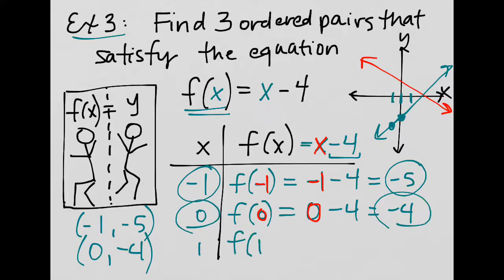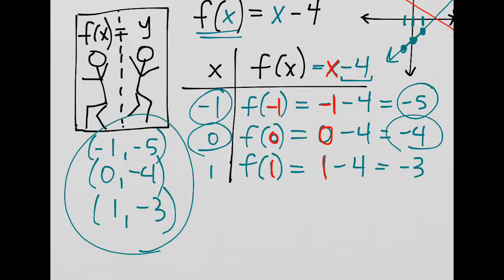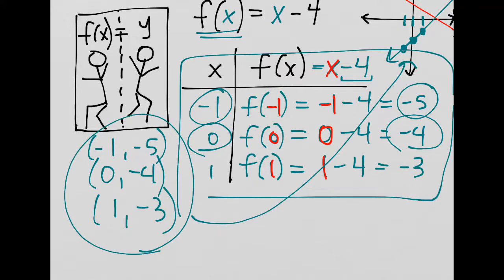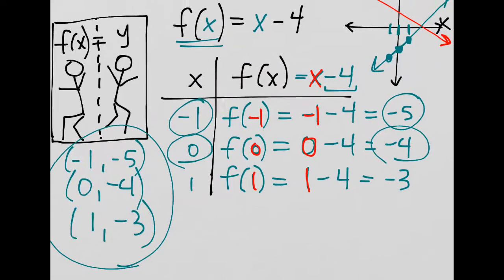What if I said f of 1? Plug it in. Get negative 3. That would be this point right here. Okay? So then my other point would be 1 and negative 3. These are 3 points that are on that line, and I used this chart here to figure them out. Okay, how do we feel about that?